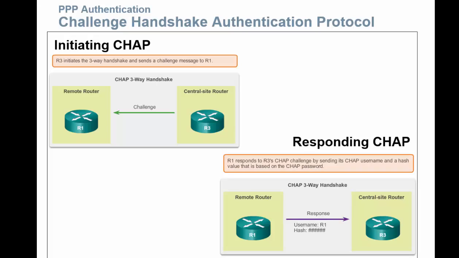Okay, so CHAP provides protection against playback attack by using a variable challenge value that's unique and unpredictable. And because the challenge is unique and random, the resulting hash value is also unique and random. The use of a repeated challenge limits the time of exposure to any single attack, and your local router or third-party authentication server is in control of the frequency and timing of these challenges.